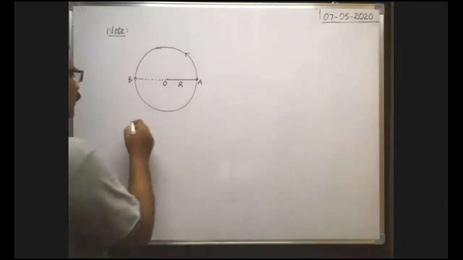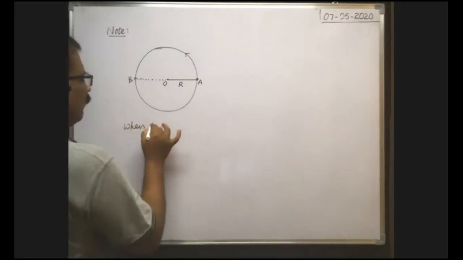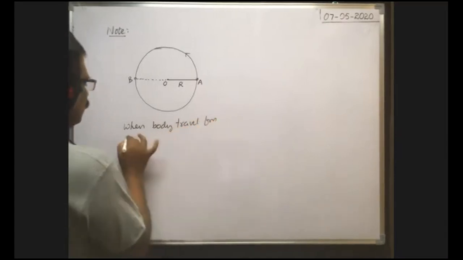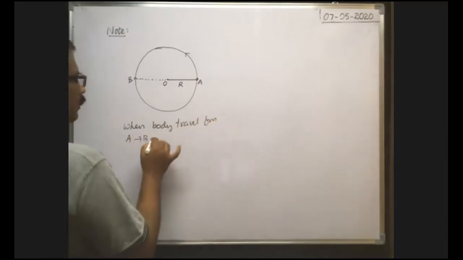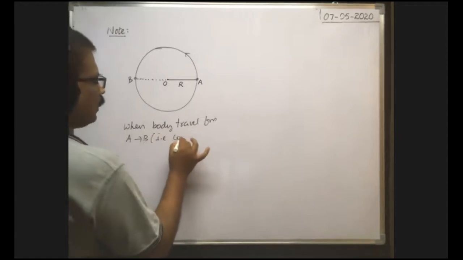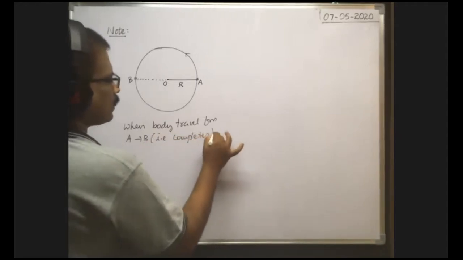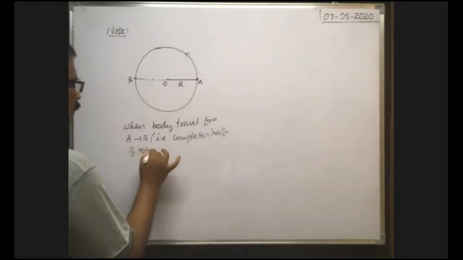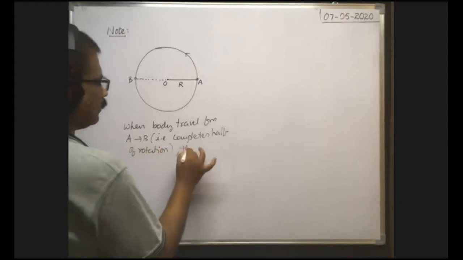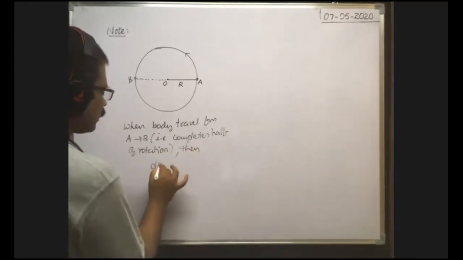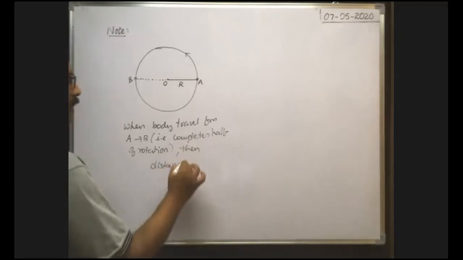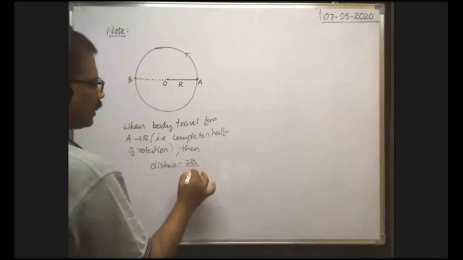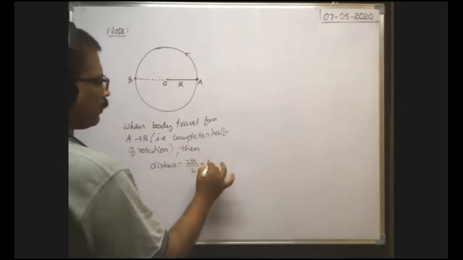Okay. So when the body travels from A to B, that completes half of a rotation. Then the distance traveled is equal to half of the circumference, because it completes half of a rotation, that means 2 pi r by 2, that is equal to pi r.